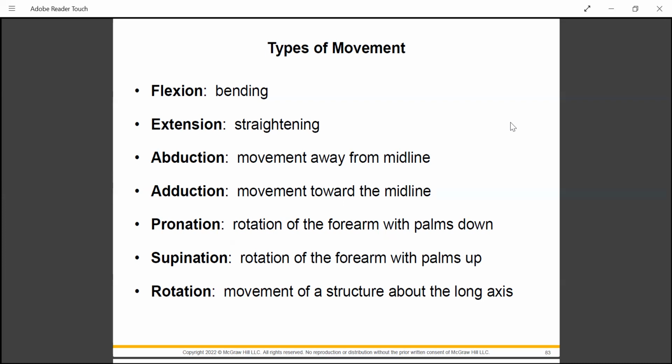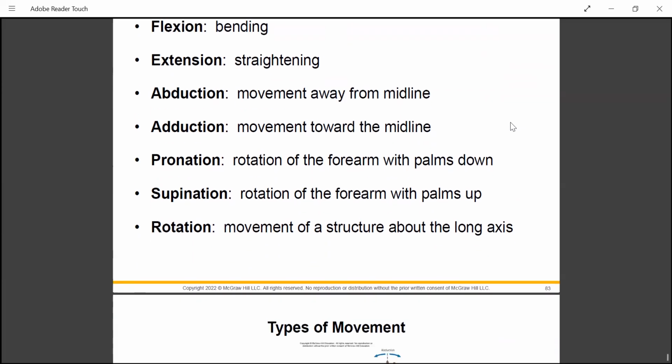Pronation and supination are going to be unique to our forearms. So pronation is putting the palms down. Supination is putting the palms up. The example I always use is, please, can I have some soup? If your palms are up and open, you can have some soup. If your palms are down, you cannot have any soup. So supination is palms up.